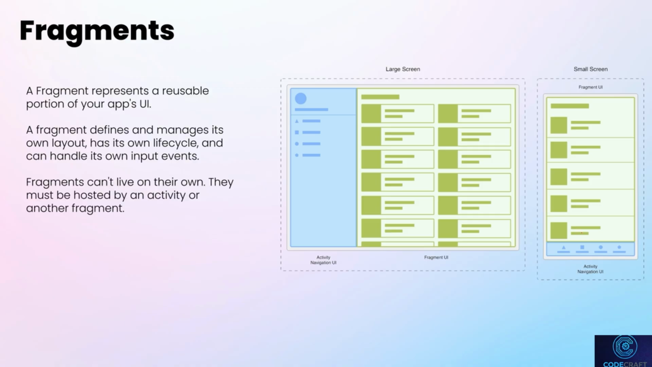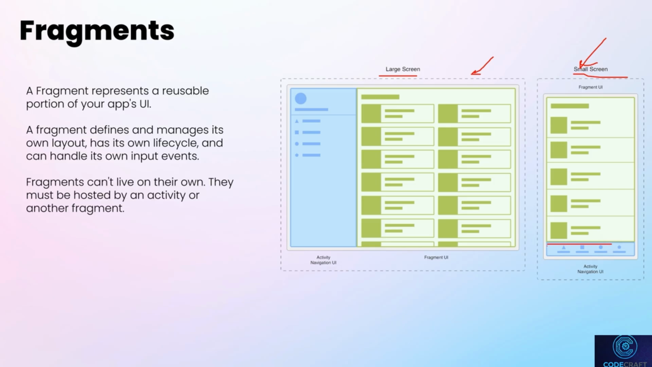Fragments are used to create a part of the user interface that can be combined with other fragments to build a complete user experience. They are particularly valuable for developing apps that need to work on various screen sizes, orientations, and devices. For example, we have two devices here: the tablet with a large screen and the small screen for the mobile. Let's start with the mobile.